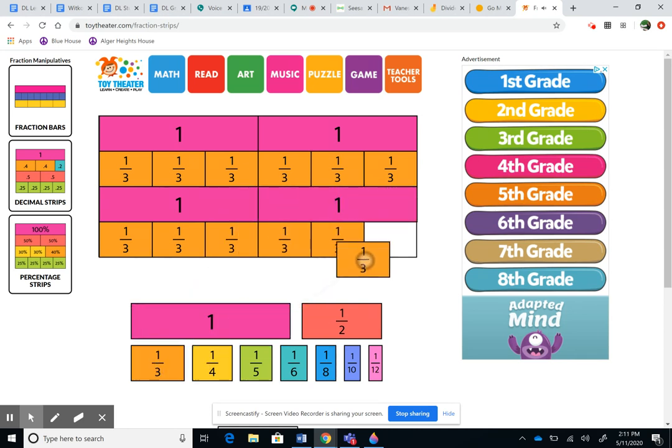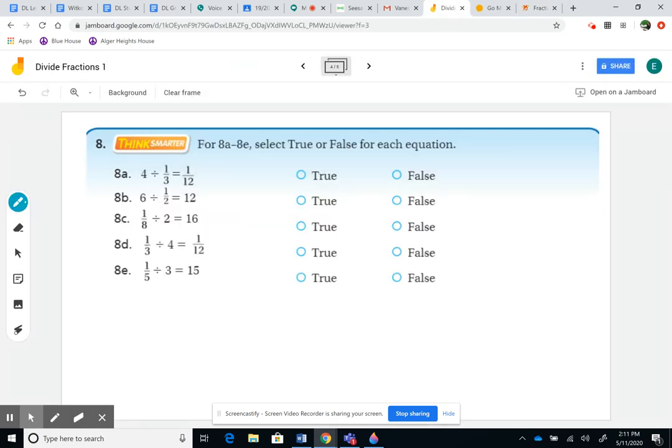And I have 1, 2, 3, 4, 5, 6, 7, 8, 9, 10, 11, 12. So 4 divided by 1/3 is actually 12, not 1/12. So that is false. Let's look at 8B, 6 divided by 1/2.